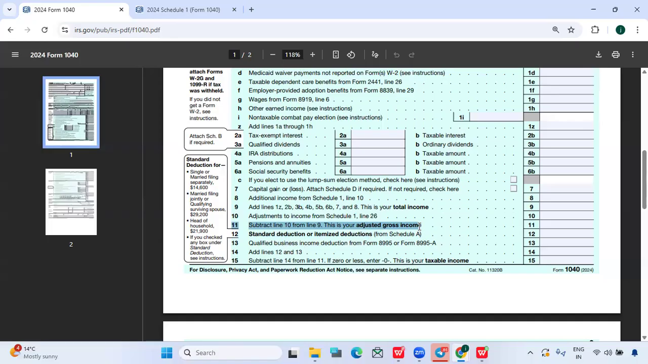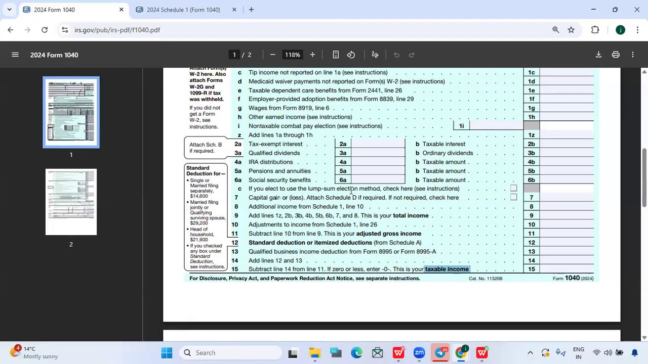So above the AGI we have some adjustments, and below the AGI we have some deductions, which are standard deductions or itemized deductions. So finally we will get taxable income. So forget about QBI and all. So finally we will get taxable income. So how to arrive at taxable income?